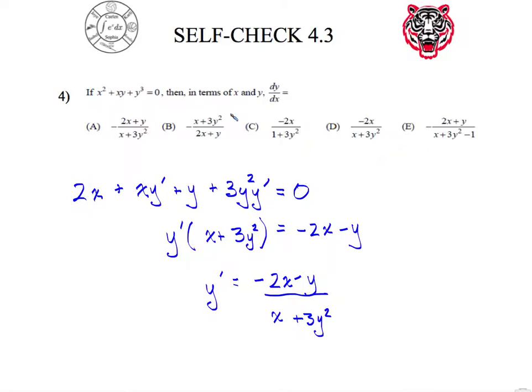So negative 2x. Interesting. Okay, so you can do this a few different ways. We can factor out a negative on the top. So if I factor out a negative, that's going to be a negative, and then on the inside I have a 2x plus y, and then an x plus 3y squared. Looks like answer A. Hey, I guess it right. All right, very nice. And let's go to number 5.